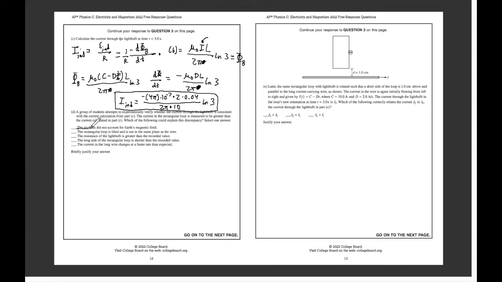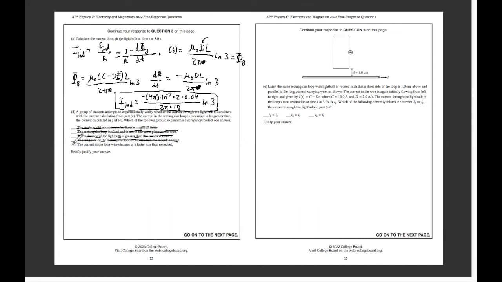And the reason why is because the Earth's magnetic field is constant. So it's not going to cause any change in flux. It'll only change the flux by a constant value at every single point in time. Therefore, it doesn't matter. The rectangular plane is tilted. Again, that's probably not going to be too much of an issue. The resistance is greater. That wouldn't cause the current to be greater. Absolutely not. The long side is shorter than the recorded value. No.